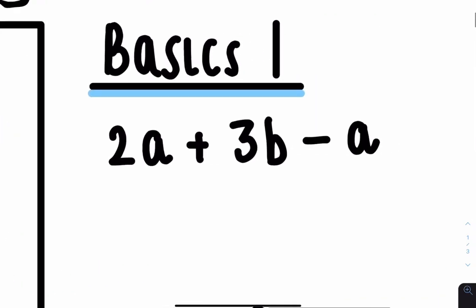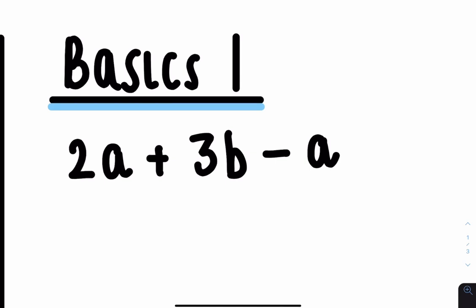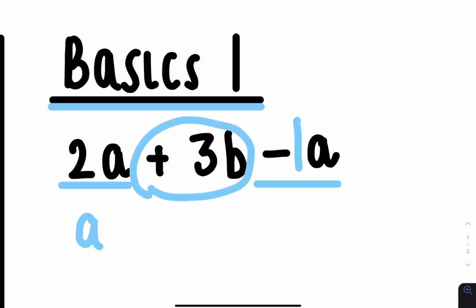Let's say you had a situation where you have 2 apples and 3 bananas, and then you ate an apple. How many fruits of each type do you have left in this fruit bowl? So 2 apples minus 1 apple. Remember, if there's no number there, it's just a 1. It's just going to be 1 apple, which is a. And you haven't changed the amount of bananas that are in the fruit bowl, so you just have plus 3b.